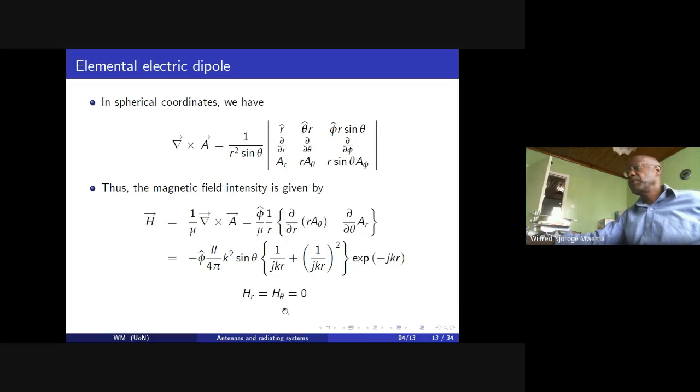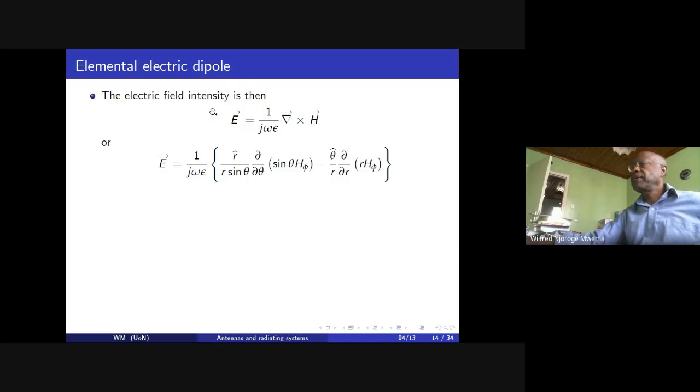And what we note is that for a z-directed current element, the magnetic field intensity is entirely circumferential, and the radial components and the theta components are all going to go to 0. So we have only one component. So this expression here is going to give us a few of the things that we shall see about the radiation, where the radiation comes from.